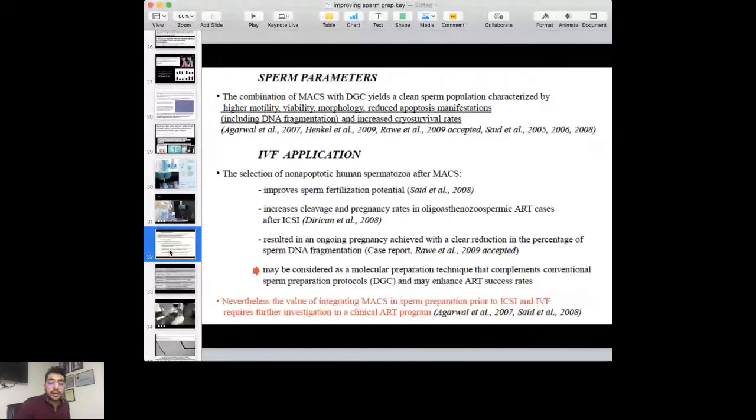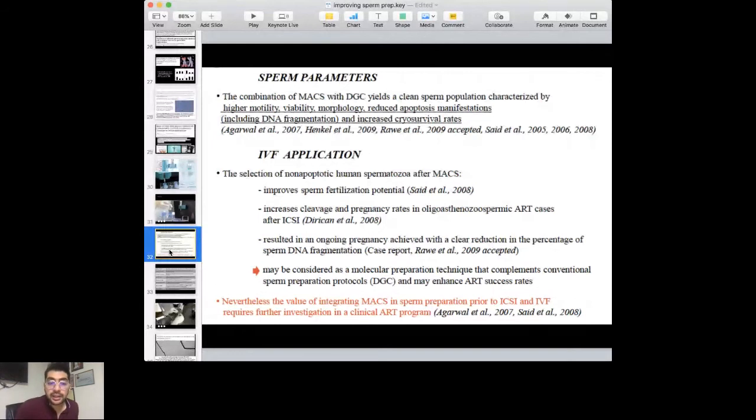MACS. People started studying MACS from around 2004, 2005 onwards. The first of its studies came out in 2007, and from there it has shown a lot of potential. We don't have RCTs on it, but the studies say that it improves sperm fertilization potential, improves the cleavage rates and the pregnancy rates, and results in a higher ongoing pregnancy rate with a clear reduction in DNA fragmentation as well.